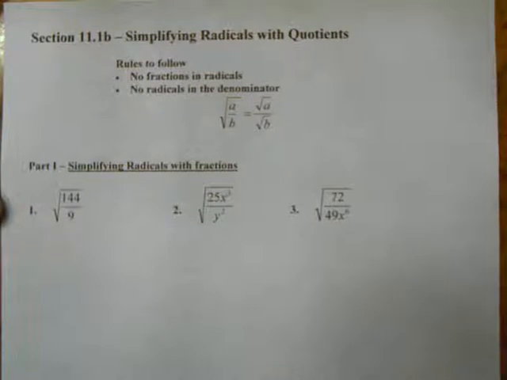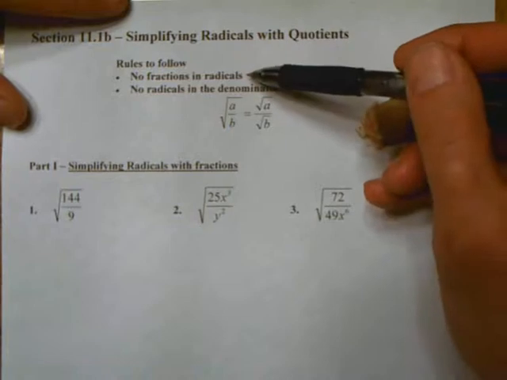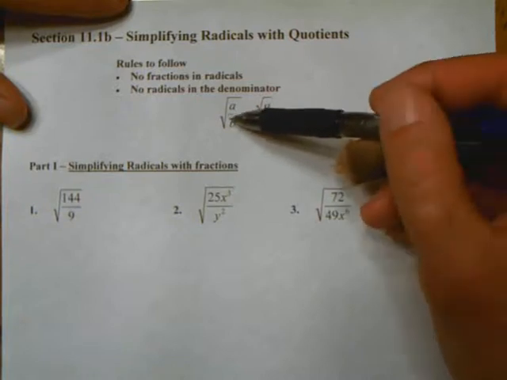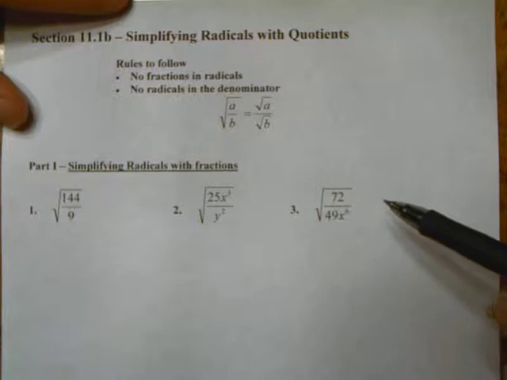As we look at the second part of section 11.1b, the first part we talked about products. Now we're going to talk about quotients. One of our basic rules is we cannot have a fraction inside a radical, and as an answer we can't have a radical in the denominator. So both of these are unacceptable solutions that we have up here in our original problem.